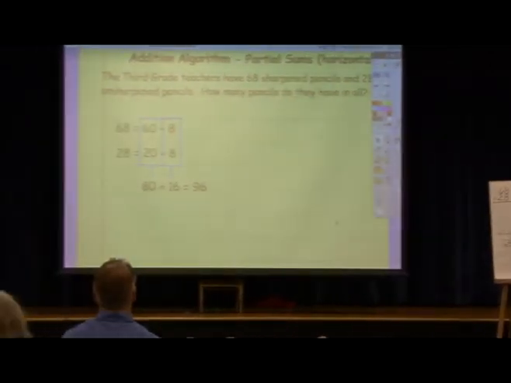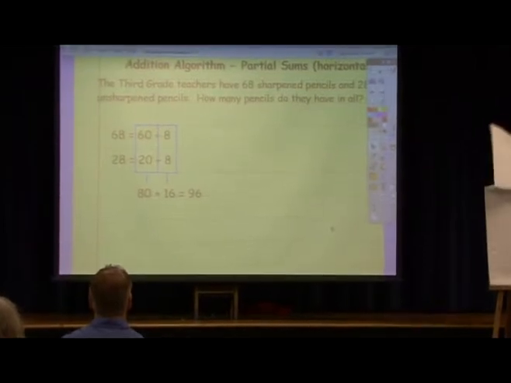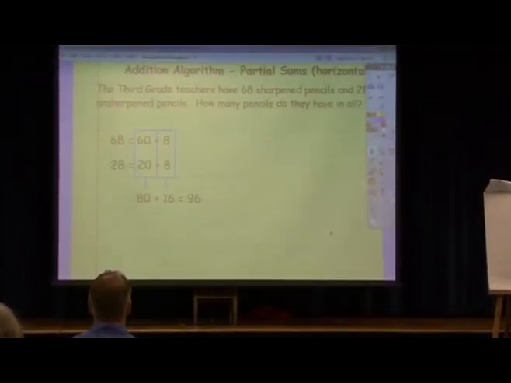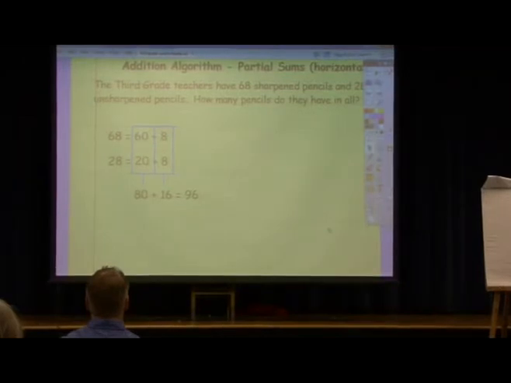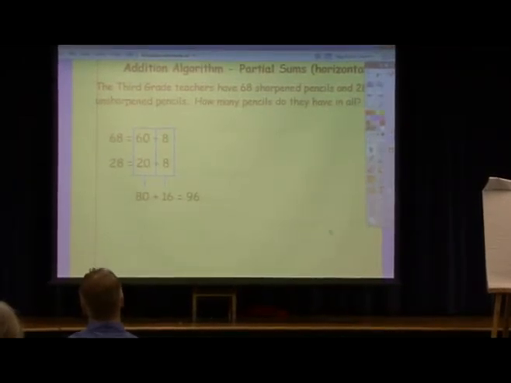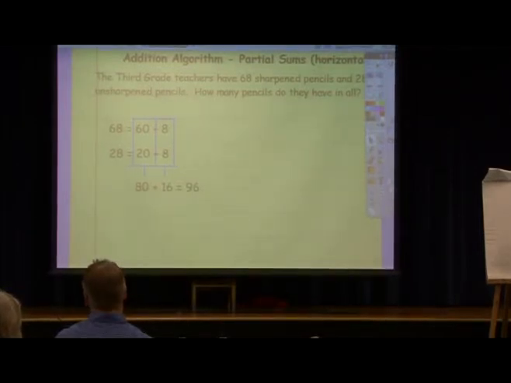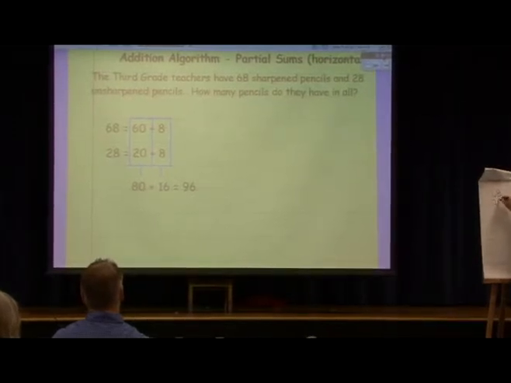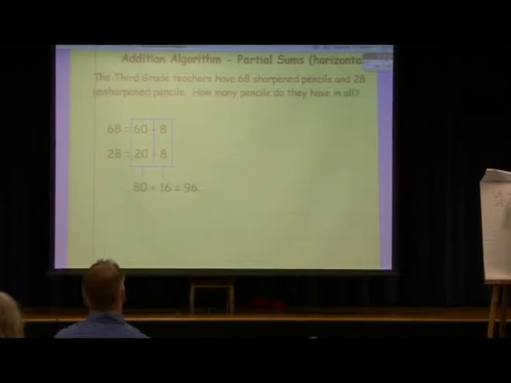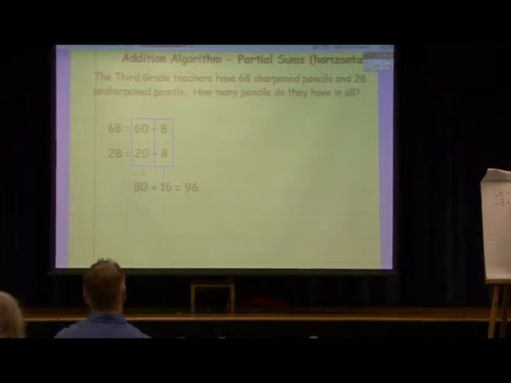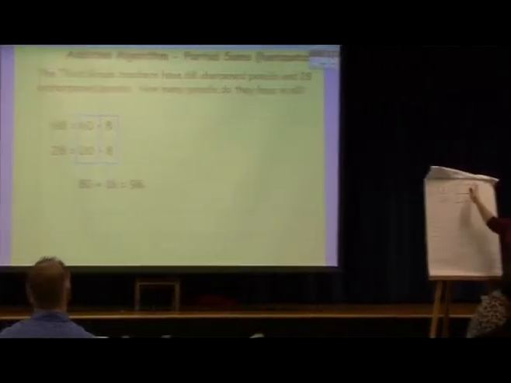All right, this is probably the one that gets the most grief to the children and parents. This is our partial sums. This is the horizontal. Same problem. We take our 2 add-ins, 68 and 28. This looks a little different than my kids'.